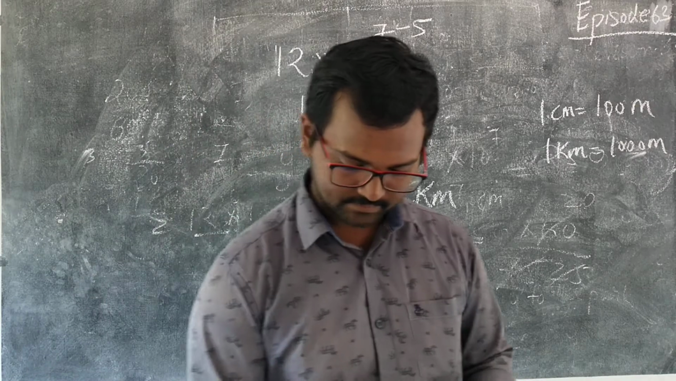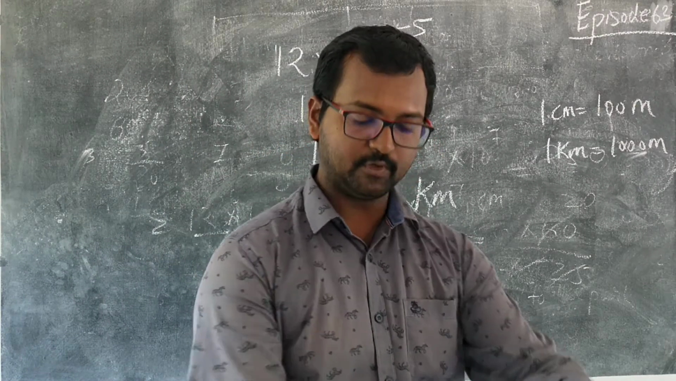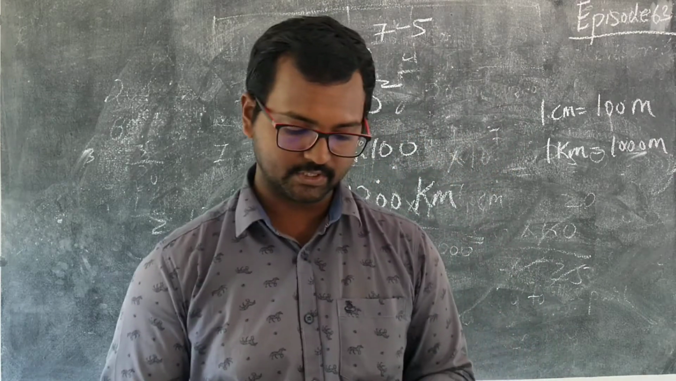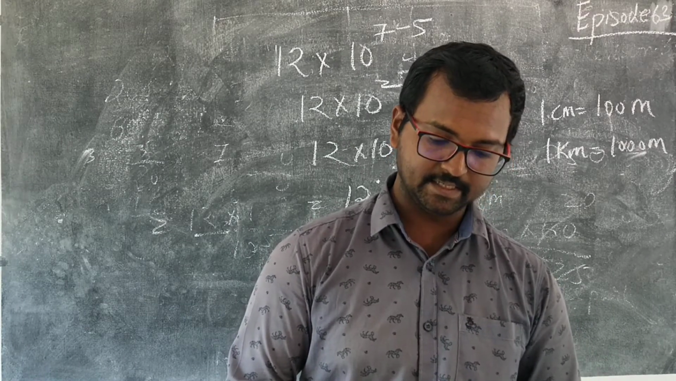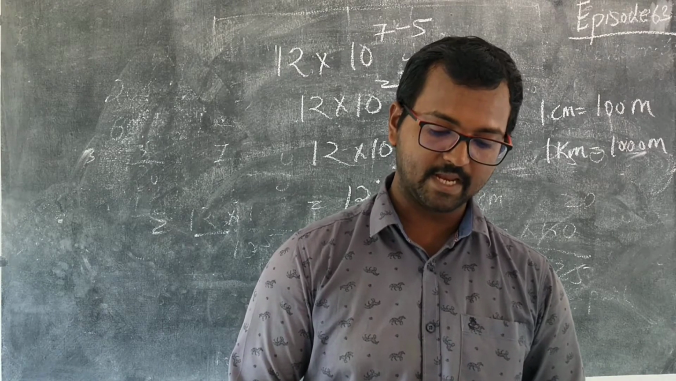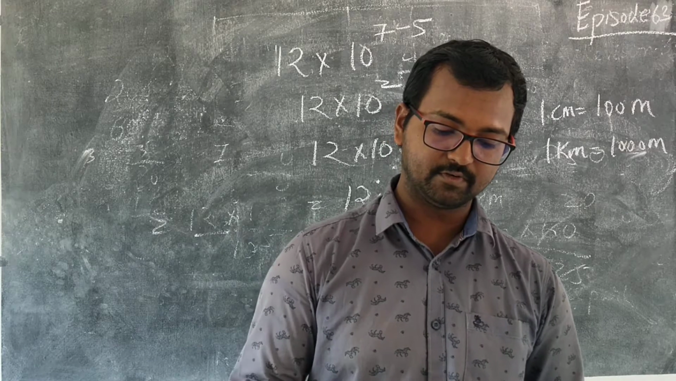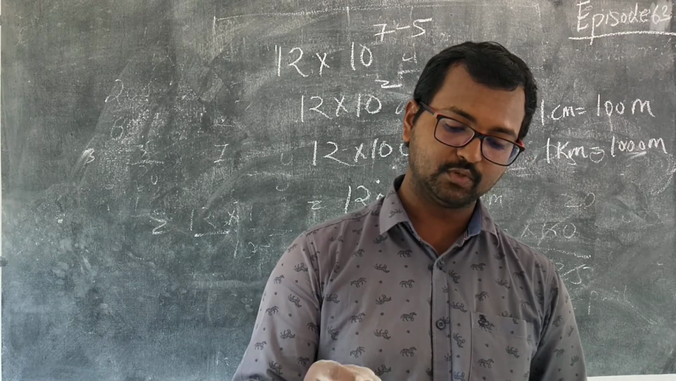So students, with this the example problems are over. Now let's move on to exercise 13.1. In exercise 13.1, the first question: following are the car parking charges near a railway station. Up to 4 hours it is 60 rupees, 8 hours it is 100 rupees, 12 hours it is 140 rupees, and 24 hours it is 180 rupees. Check if the parking charges are in proportion to the parking time.